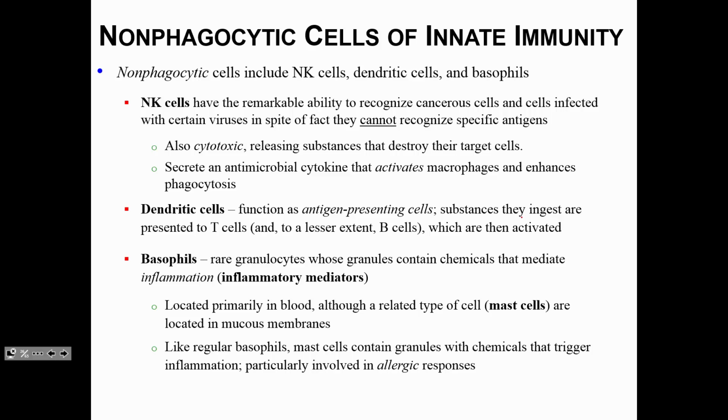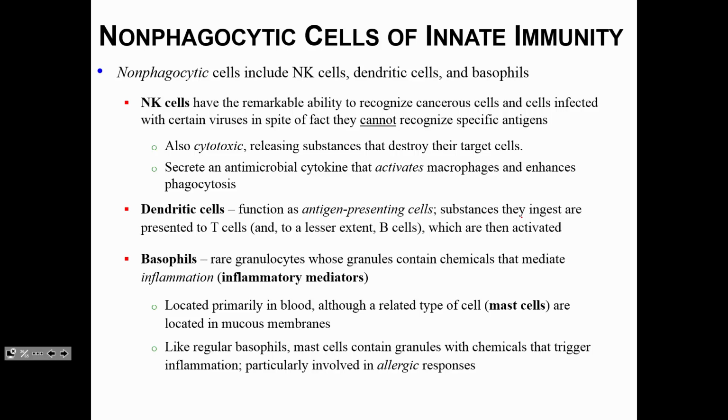Then you have the non-phagocytic cells. These are your natural killer cells or your NK cells, your dendritic cells and your basophils. Your natural killer cells have a remarkable ability to recognize cancer cells and cells that are infected with certain types of viruses, in spite of the fact that they can't recognize specific antigens. So really interesting there. They can recognize cancer cells and virus-infected cells, but they can't recognize specific antigens. They are cytotoxic, so they release chemicals to destroy their target cell. They also secrete antimicrobial cytokines that really activate macrophages and enhance phagocytosis.